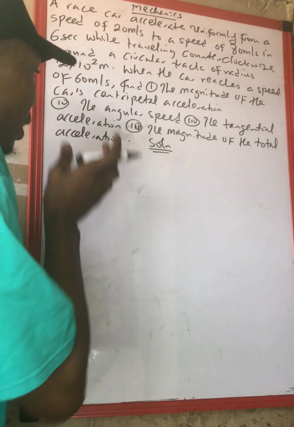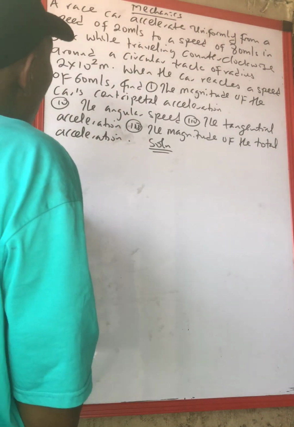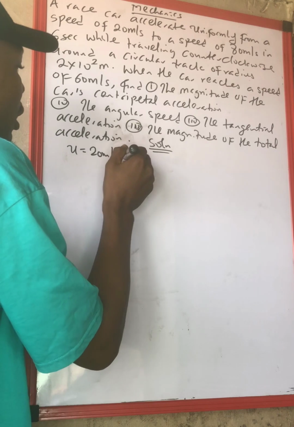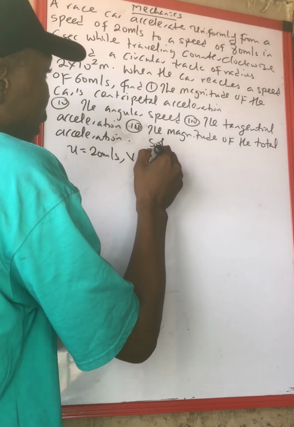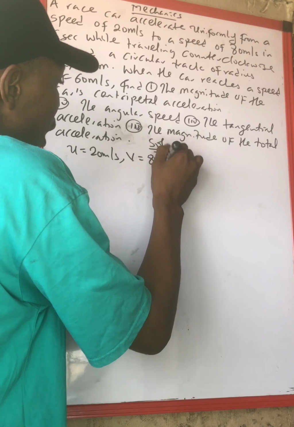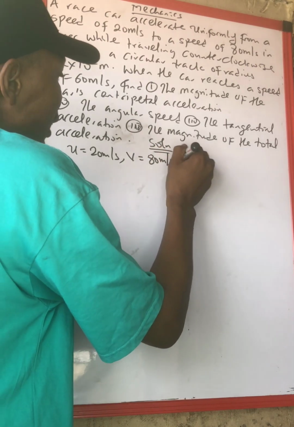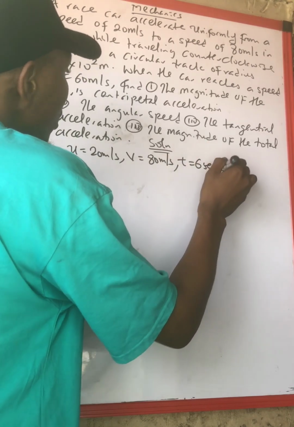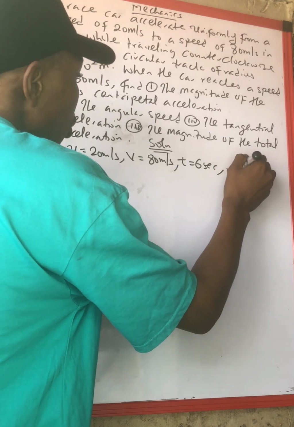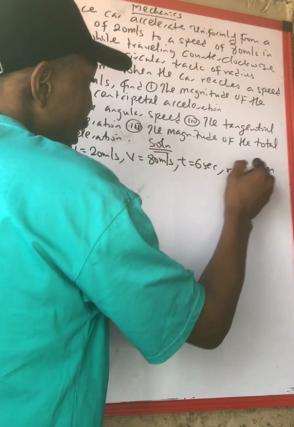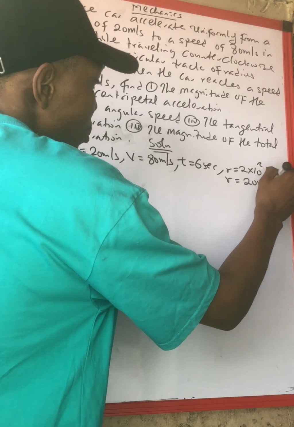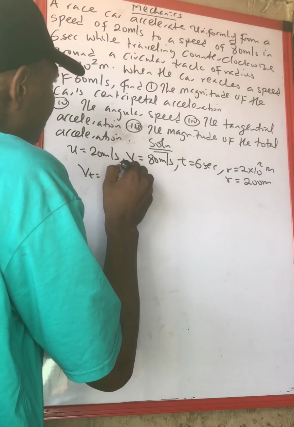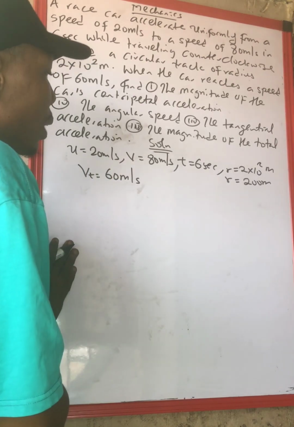the tangential acceleration, and the magnitude of the total acceleration. All right, now from here we're given our u to be 20 meters per second, and our v to be 80 meters per second, and we were given our time, which it took to move from 20 to 80, to be 6 seconds, and we're given our radius to be 2 times 10 raised to power 2 meters, that is 200 meters. Then we're given our total velocity, which is the final velocity, to be 60 meters per second.